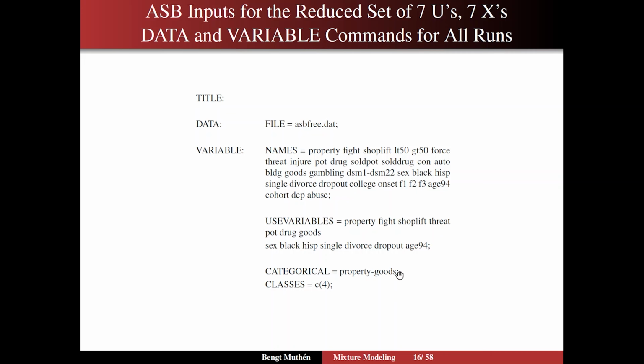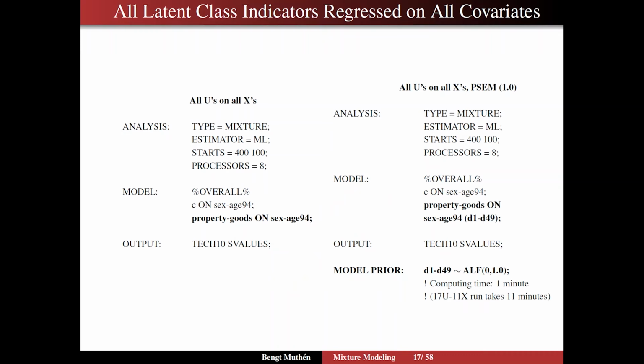The categorical variables are still the latent class indicators, and here are 2 setups on slide 17 where we regress all latent class indicators on all covariates. First, in a regular run, all U's and all X's, where we have a mixture and a good number of starts, and we have C on X, and then also U on X.